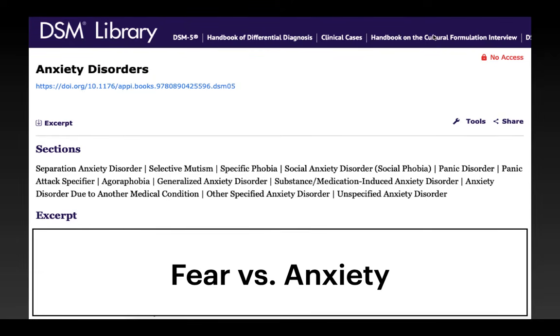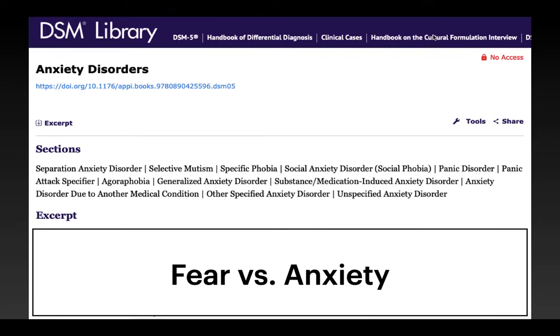Fear versus anxiety. Sometimes we mix up these words and oftentimes we use them interchangeably to mean the same thing, but they actually have a specific meaning for each of them. What do you think is the difference between fear and anxiety? What would you say? Think about it for a minute. I'm afraid of something, I'm anxious about something. What is the difference? There's a very slight difference there.